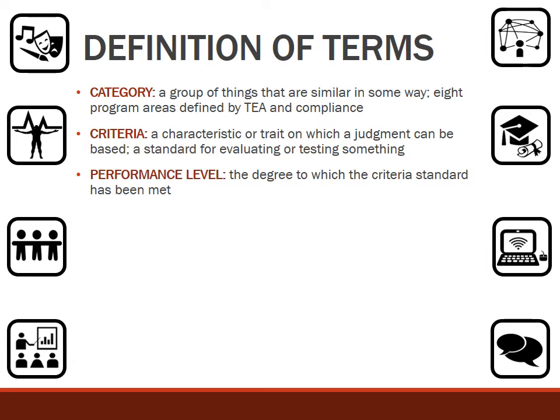Next, criteria are the characteristics or traits that will be individually considered and evaluated within a category. The district has identified many criteria that can be utilized by campuses to complete their self-evaluation. It is understood that not all criteria are available at every campus, so the Self-Evaluation Committee plays an important role in selecting appropriate criteria for evaluation.